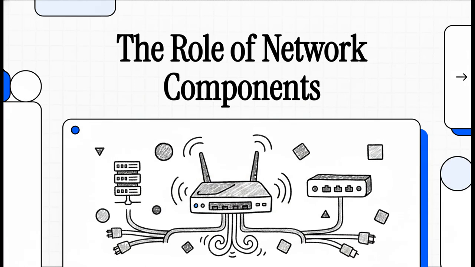Welcome to The Explainer. Every single time you stream a movie, fire off an email, or even just browse a website, you're using a network. So today, we're going to pull back the curtain and look at the actual physical hardware that makes all of that magic happen. We're talking about the core components that are quite literally the building blocks of our digital world.